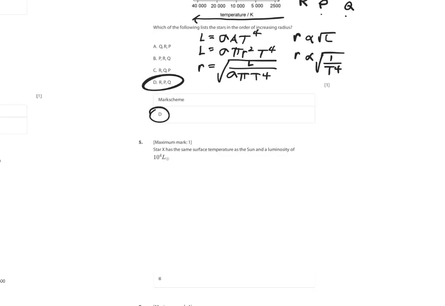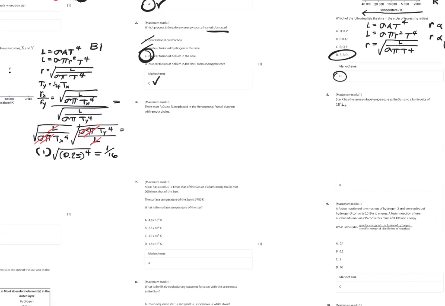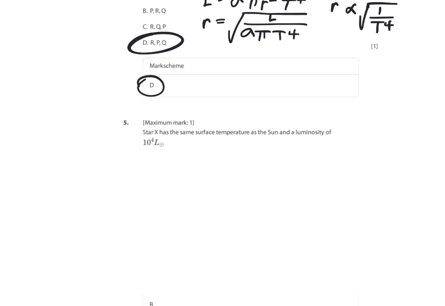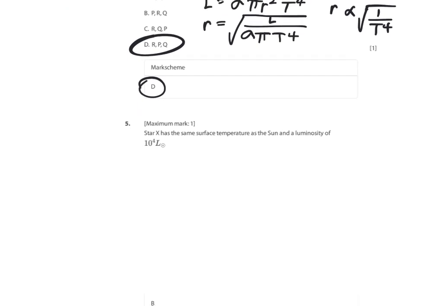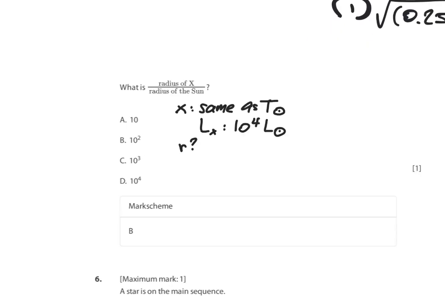Number 5 will wind up using the same formula. It says star X has the same temperature as the sun and a luminosity of 10 to the fourth times the luminosity of the sun, and then it's comparing. The question says, what is the radius of X over the radius of the sun? I hate how they break these questions. So it says X has the same temperature, but 10 to the 4 luminosity. So we're comparing radii, where X has the same temperature as the sun, but 10 to the fourth luminosity.